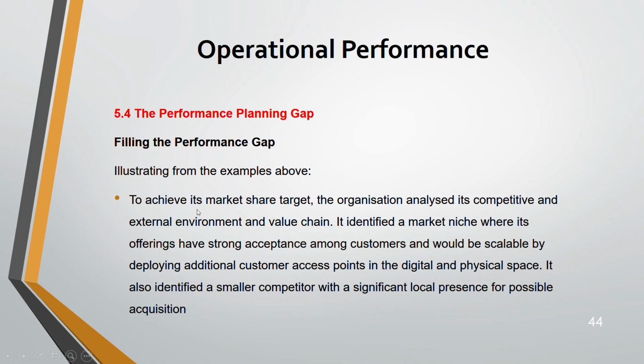to achieve the market share where they have failed. Okay. So to achieve the market share target, the organization has to analyze the competitive and external environment and the value chain. So it identified that there's a market niche. Once they have analyzed the market, the result identified that there's a market niche where, if they offer in that niche, it will be strongly accepted by the customer.